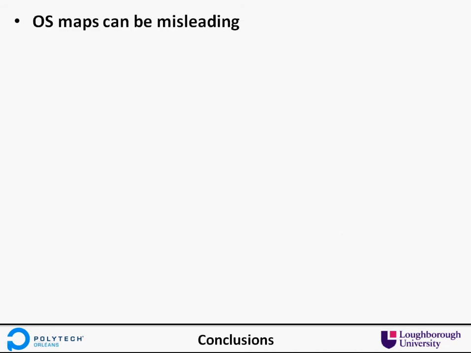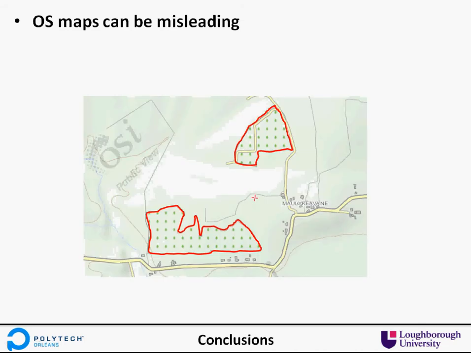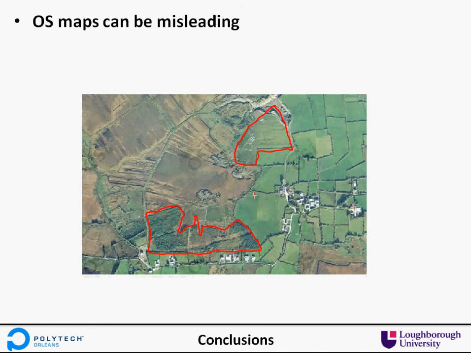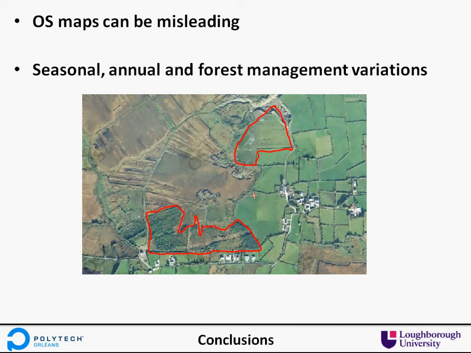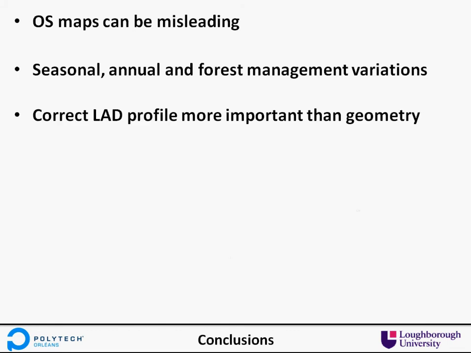Firstly, OS maps can be misleading. This is the OS map that we had at the start of the presentation. And if we take a look at a simple aerial photograph, we can see that this forested area in the north is actually devoid of any forest, and this one in the south is quite patchy. So obviously there are seasonal, annual, and forest management variations going on there, so we should really be taking account of those. As we saw, the correct leaf area density profile is more important than getting the geometry right.